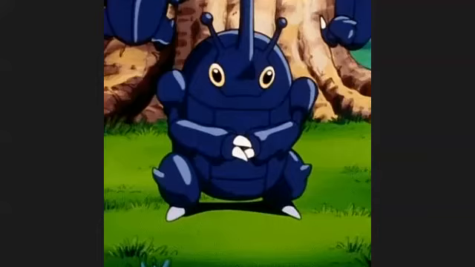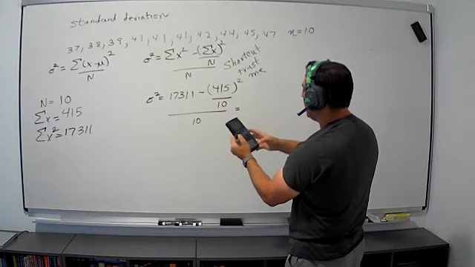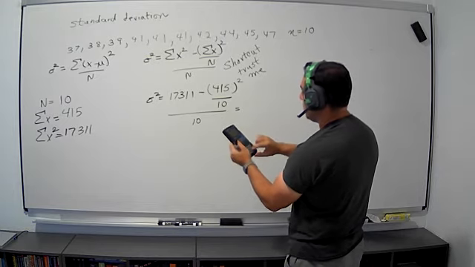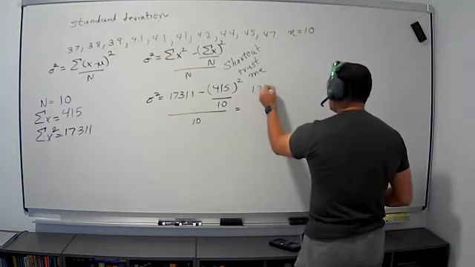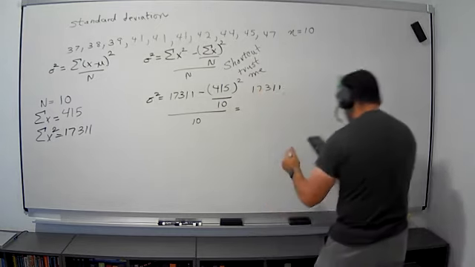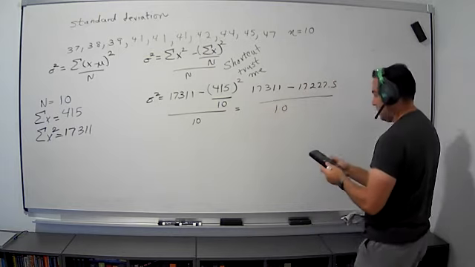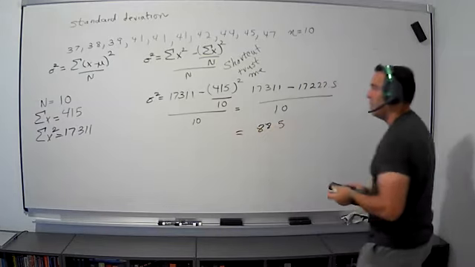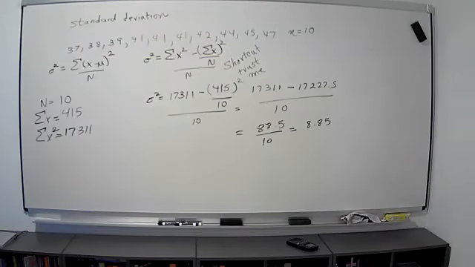I'm going to go ahead and do this part first. 415 squared, divide that by 10. I get, on the calculator, 17,222.5. So now I take 17,311 and subtract 17,222.5. I'll write it so everybody sees what's happening. When I subtract them now, I get 88.5. And then what's 88.5 divided by 10? 8.85. And isn't that what we got before? Yeah, that's the shortcut.